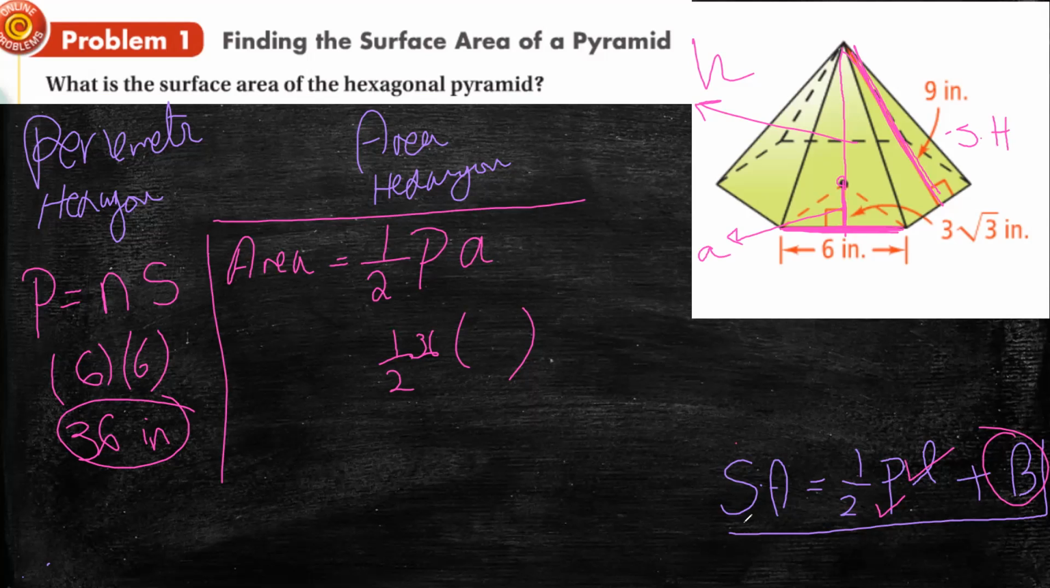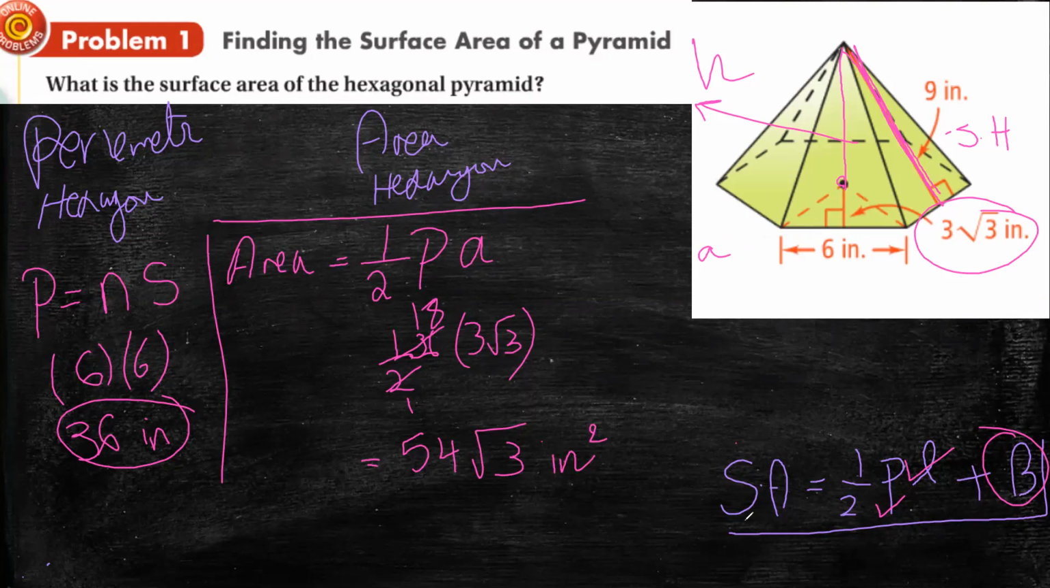So where's the apothem here? What is the apothem? 3 square root of 3. Yes, it's given. Here I will clear my drawing. They told me that it's 3 square root of 3. Now let's simplify: 18 times 3 is 54. So it's 54 square root of 3 inches squared. So by now we have found the area of the base and the perimeter of the base. The perimeter is 36 and the area is 54 square root of 3.